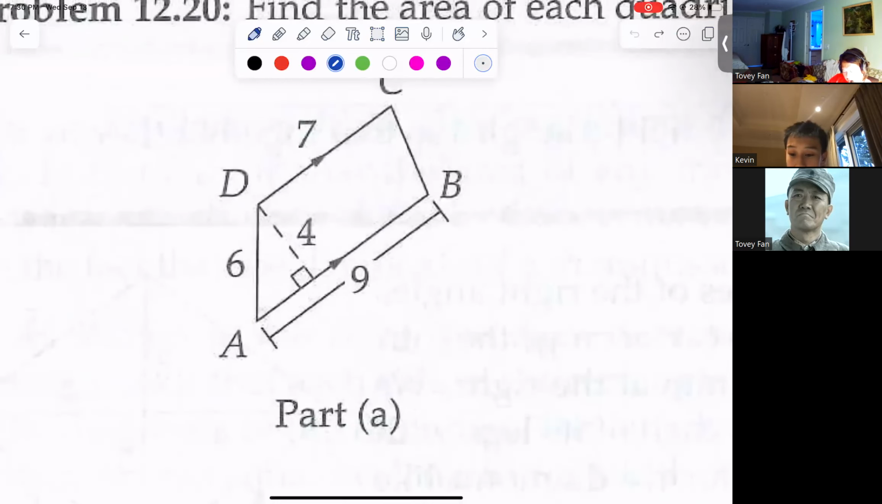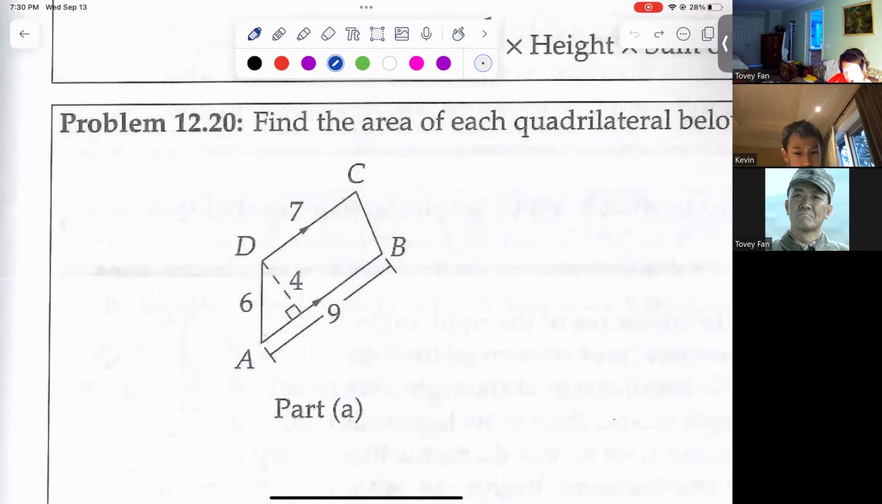What is this shape? It's like an undefined one. No, wait, trapezoid. This is a trapezoid. Why is it a trapezoid? You didn't see it? What is the definition of a trapezoid? Do you remember? One pair of parallel sides, yeah, exactly.